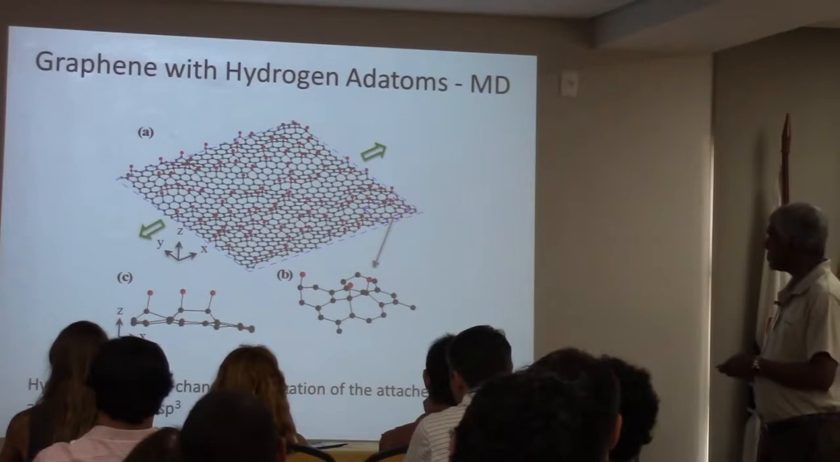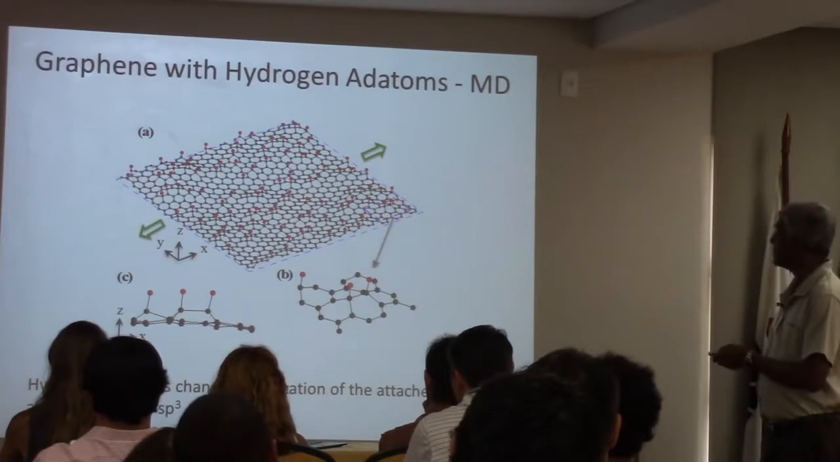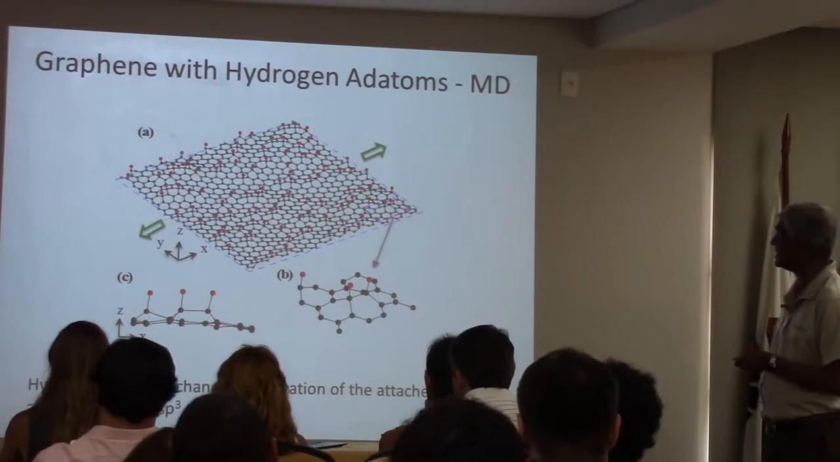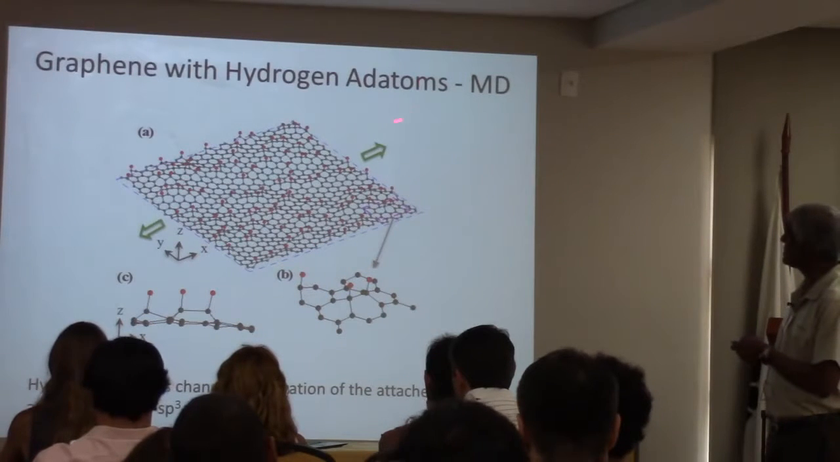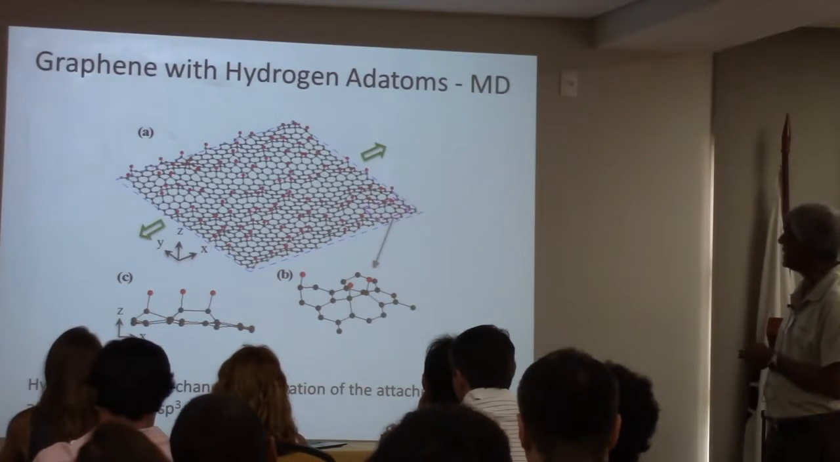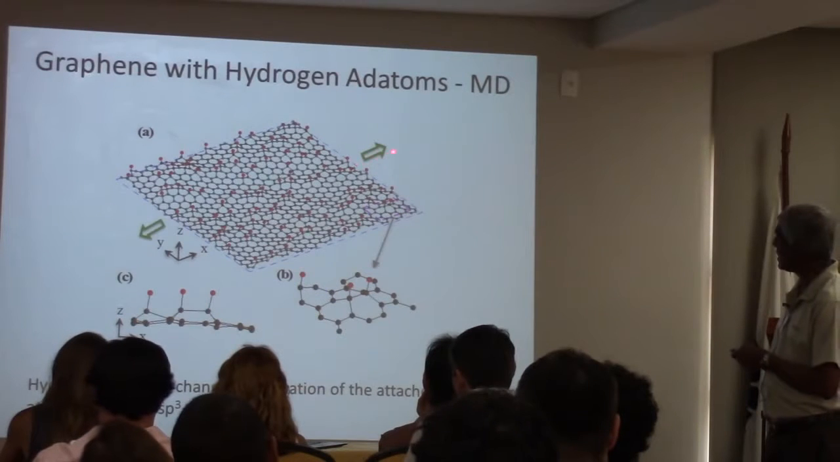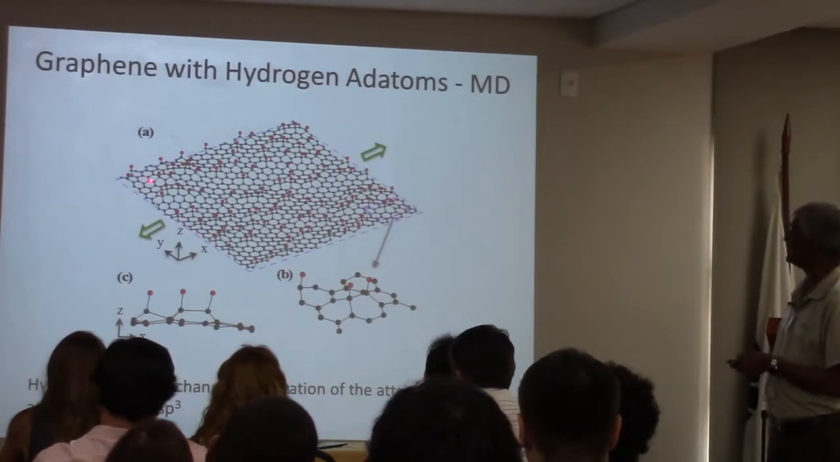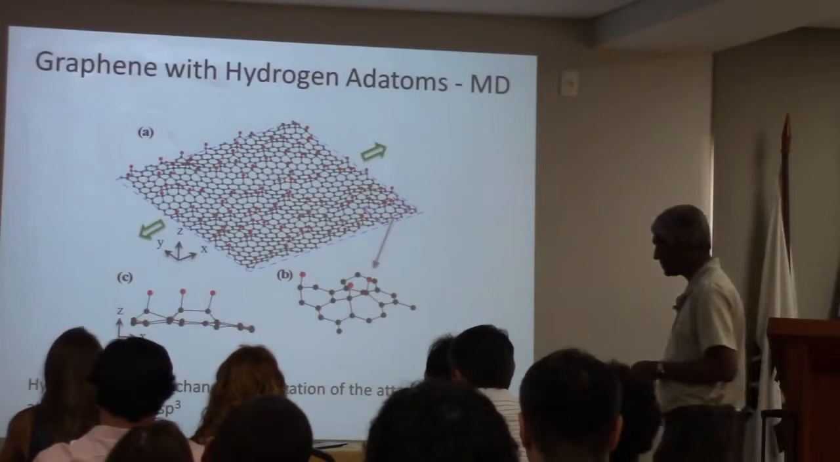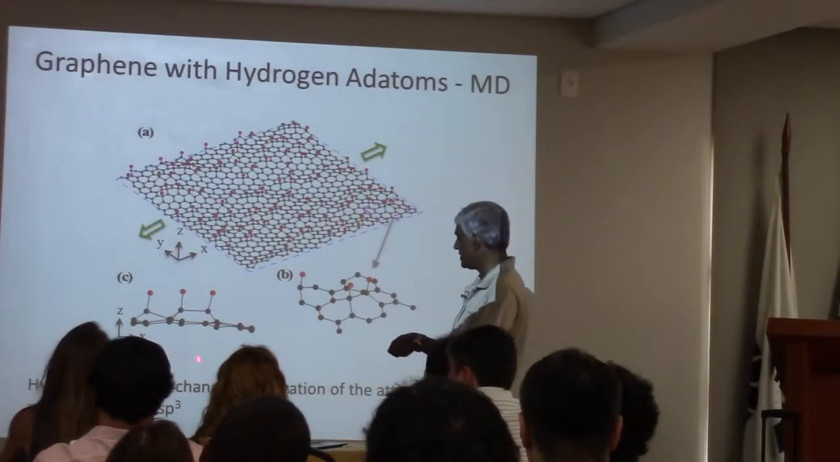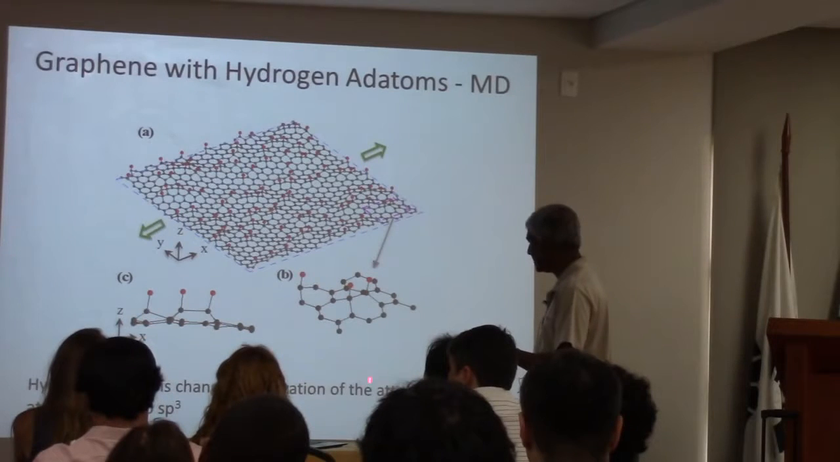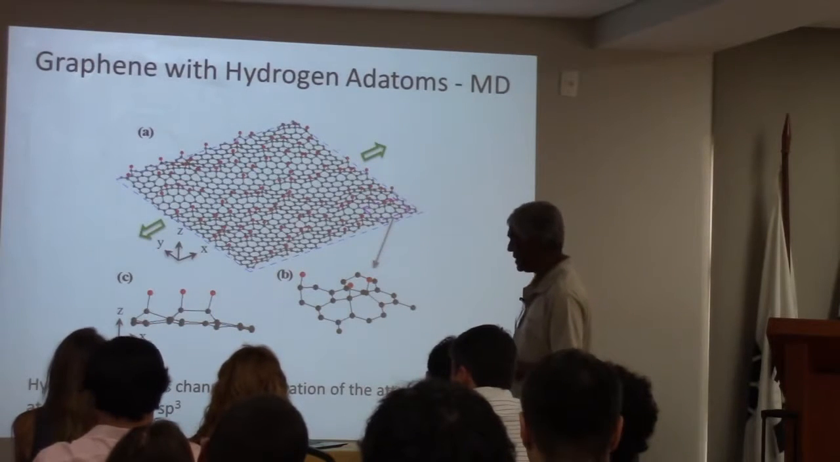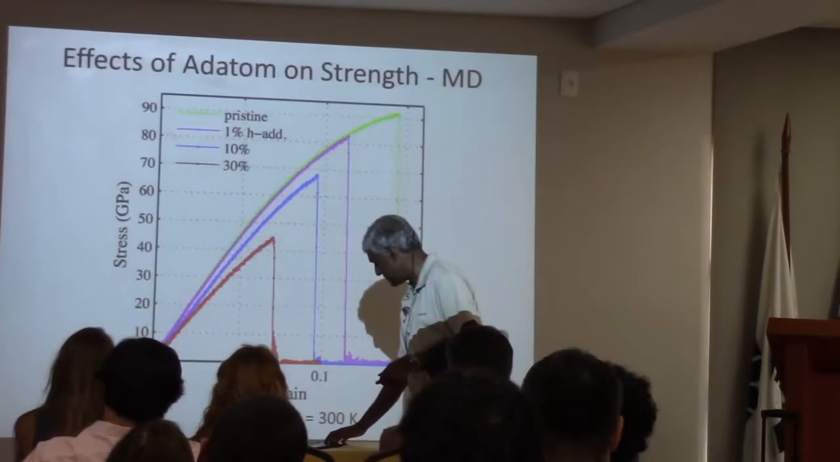Here is a very simple simulation where I have a graphene sheet and some hydrogen atoms, and we try to understand what the strength of a graphene sheet is in the presence of hydrogen. The presence of hydrogen actually changes the hybridization of the carbon atoms.